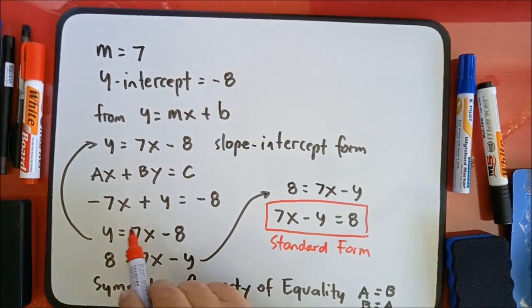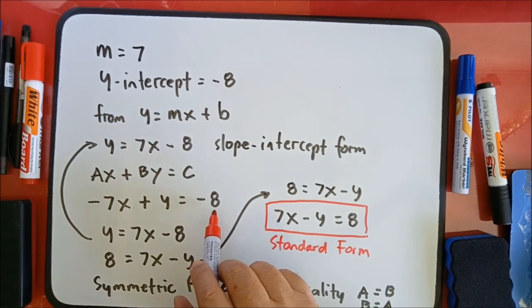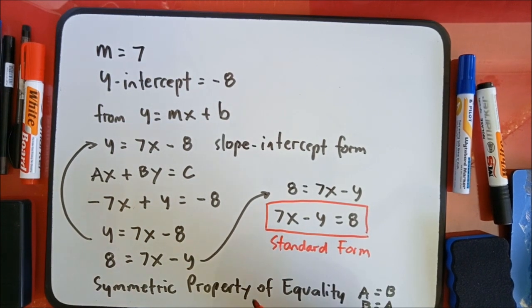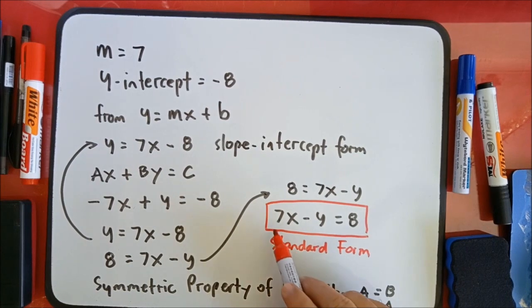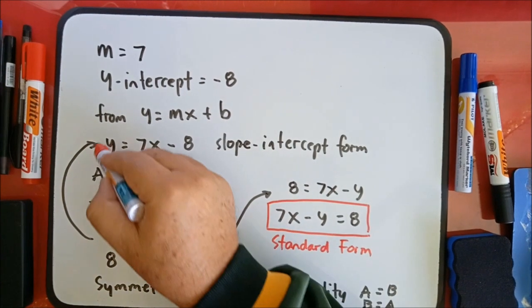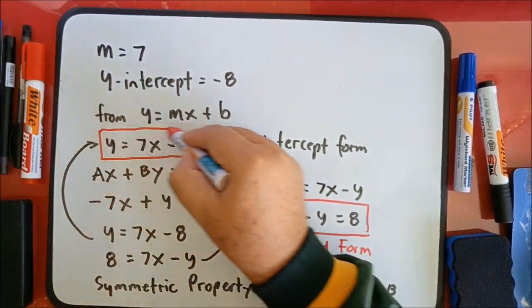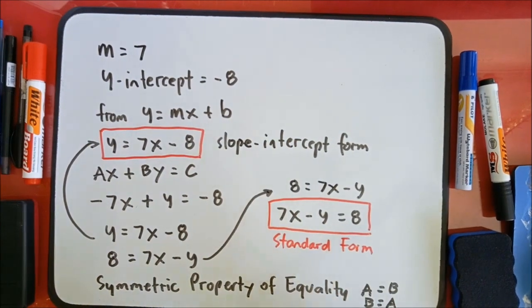Although, pwede naman ito negative 7x plus y equals negative 8. Pero, in a conventional way, dapat positive ang a. So, 7x minus y is equals to 8. So, this is your slope-intercept form. And this is your standard form.